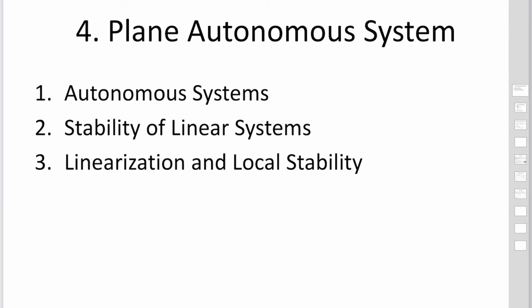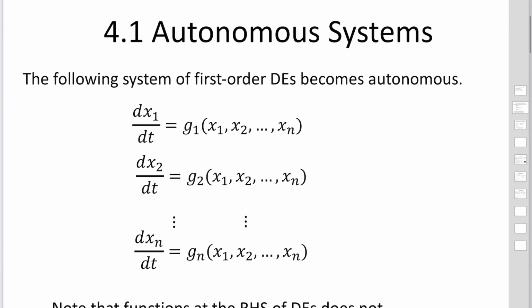First section is the autonomous systems. Second section is the stability of linear systems. Last section is the linearization and local stabilities. We analyze a non-autonomous system in this section. A nonlinear system is linearized around a critical point, and we will discuss stability of the critical point.